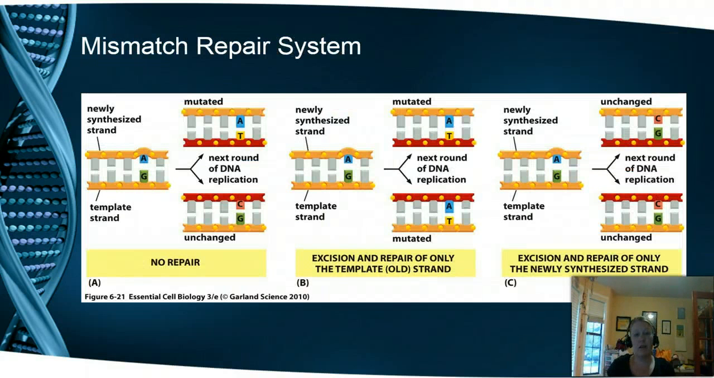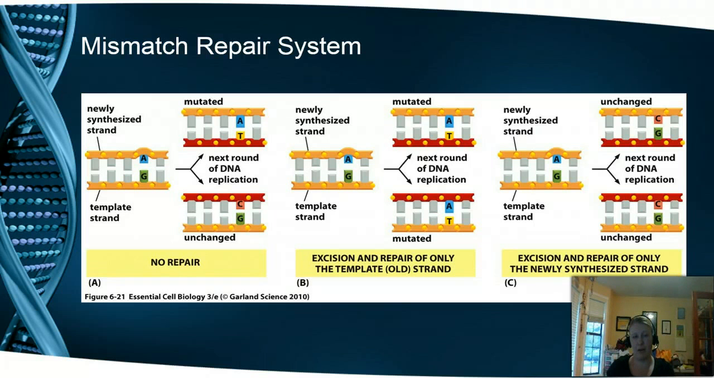So we have a mismatch repair system. This is how we detect errors, our first line. This is the biggest defense we have. And what you can see here in the mismatch repair system is there's a bunch of outcomes for what happens if we don't necessarily repair the error correctly.